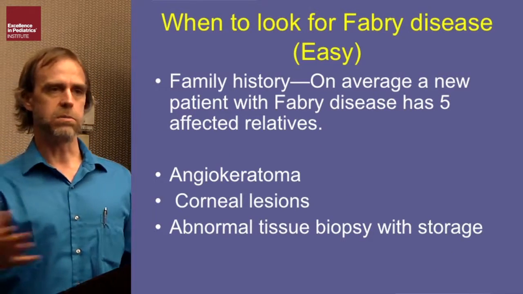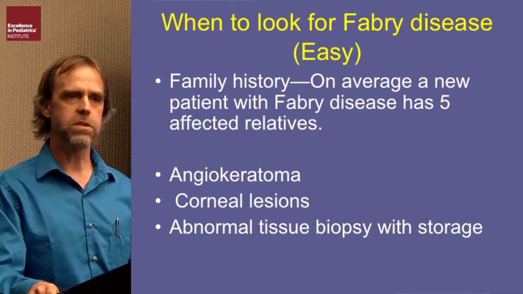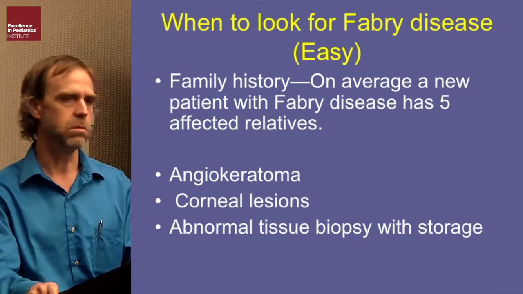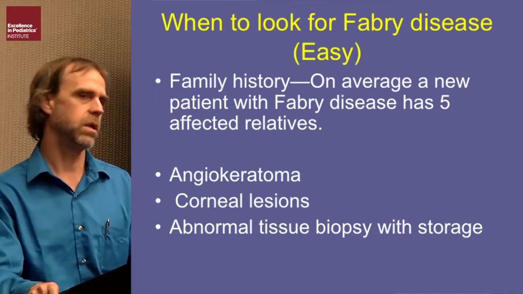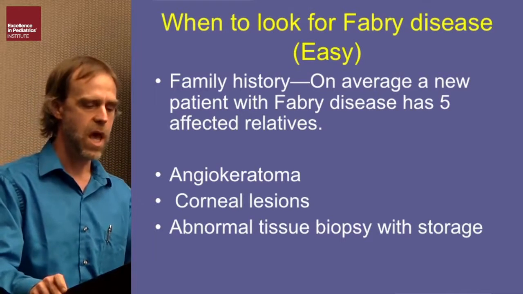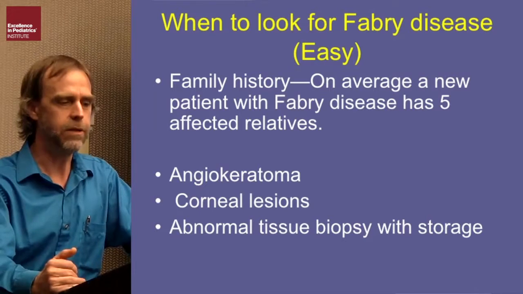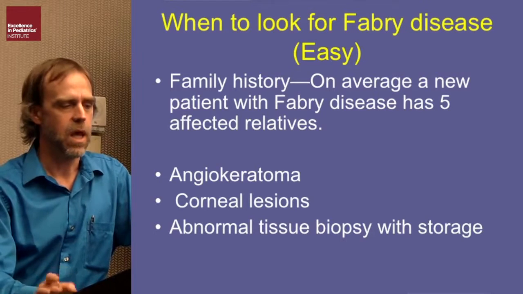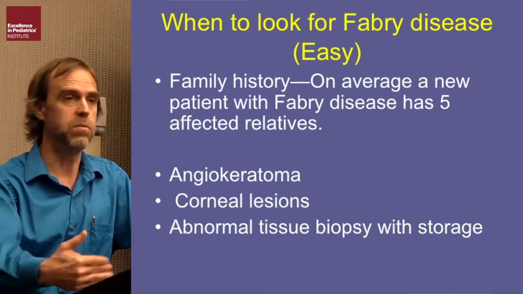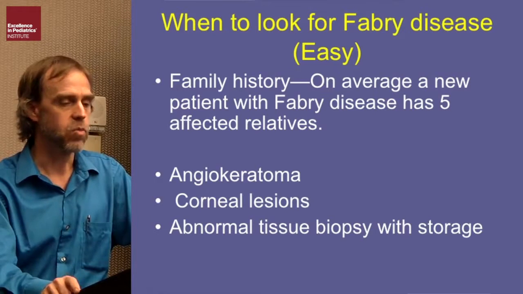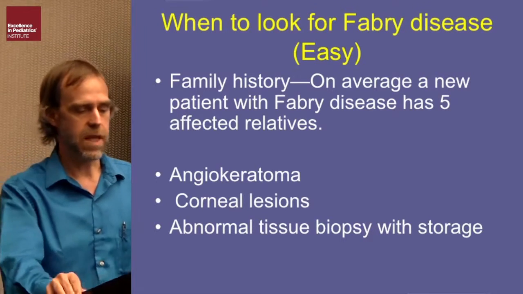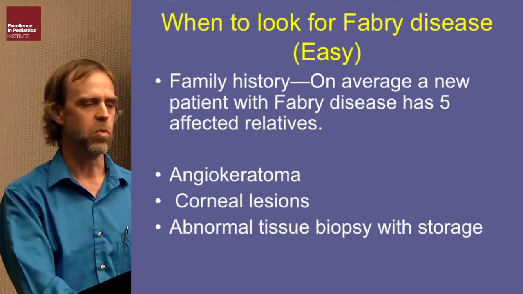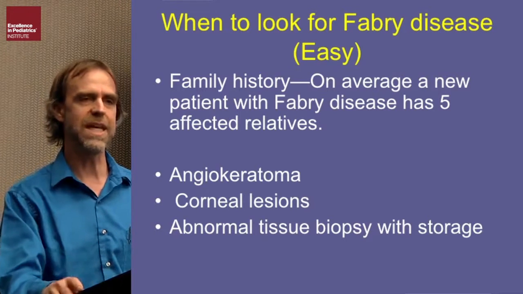So far we've talked about some of the physical features that we can see, but those may not be visible in childhood. We've talked about the major life-threatening problems associated with Fabry disease, and those happen in adulthood. Now we're talking about, well, when should I think about Fabry disease? And this is going to be things that will happen more in the pediatric age range. So right now, the most common reason that somebody is evaluated for Fabry disease is because they have a family history.